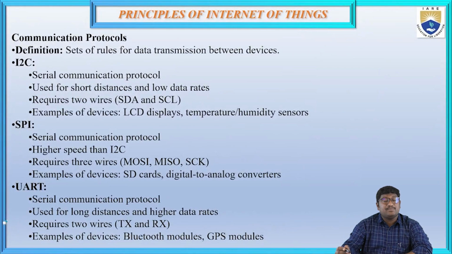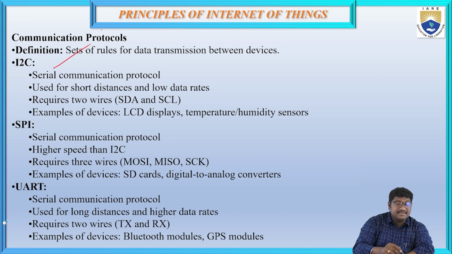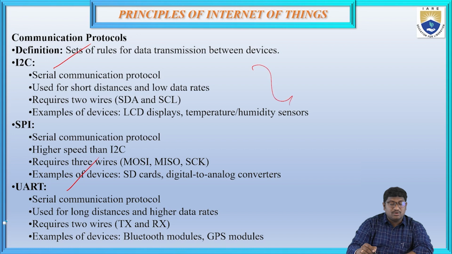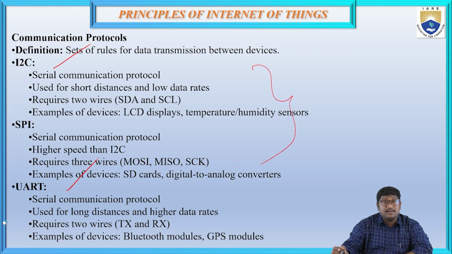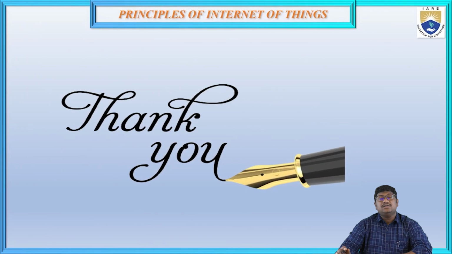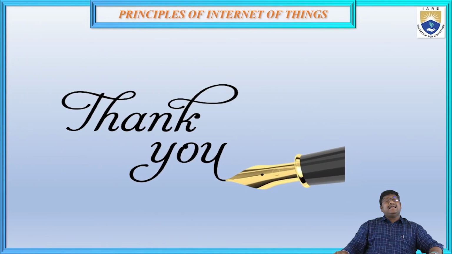And coming to communication protocols, as I told you, there are only 3 communication protocols, I2C, SPI and UART. These two are asynchronous and this is synchronous. I2C is a serial communication protocol for short distances and low rates. And here SPI is a serial communication protocol which is high speed compared to I2C, and it requires 3 to 4 wires: MOSI, MISO, SCK. And here UART requires only TX and RX. These are the things in IoT physical devices and endpoint devices.